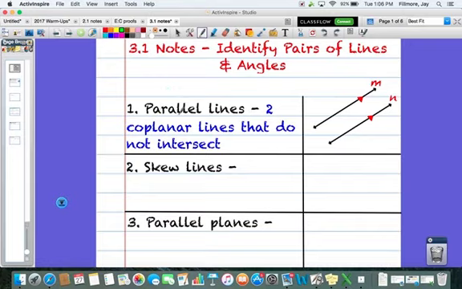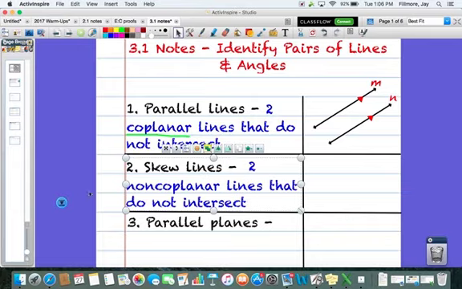Now, you're probably used to this definition, but you're not probably used to having the coplanar part in it. The reason why we include coplanar in there is because there is also another type of line called skew lines that don't intersect but are different from parallel. So we use that to differentiate parallel and skew. Parallel lines are in the same plane. Skew lines, same definition, but are not coplanar. So they're two lines that are not coplanar and do not intersect.